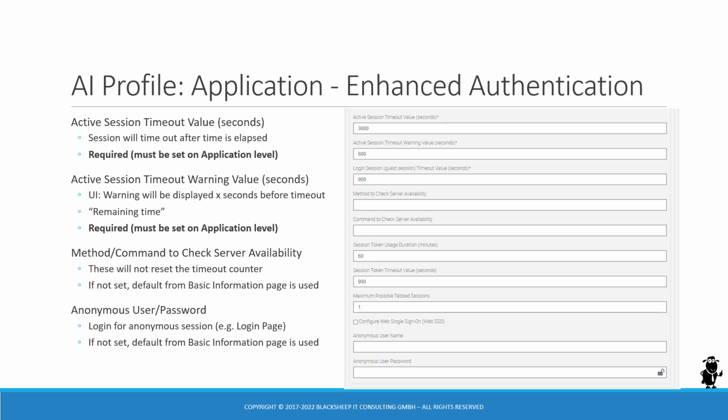And each application has an enhanced authentication section, which looks exactly like the basic information on the first page. So here the session timeout value, for example, is required. So the value on the default page has actually no value because you have to override it on the application level or set it on the application level. Same for the timeout warning. We see that, for example, the method and command for server availability and anonymous user and password are empty. So this means that the basic information page, page 1 in the AI profile, will be used here.